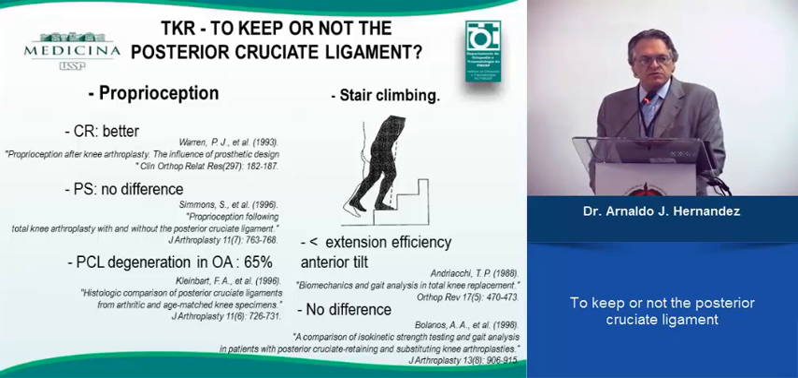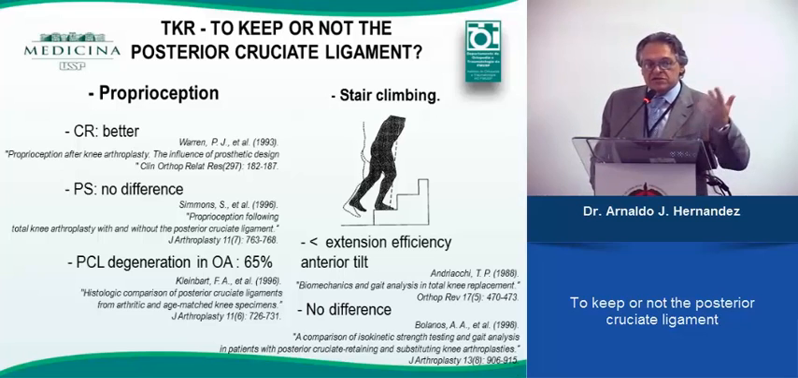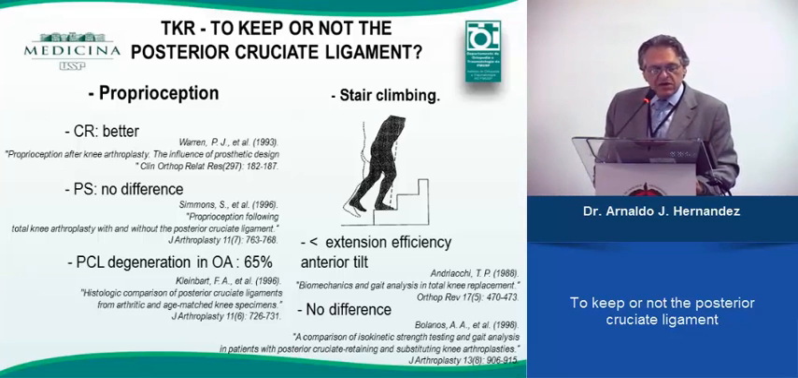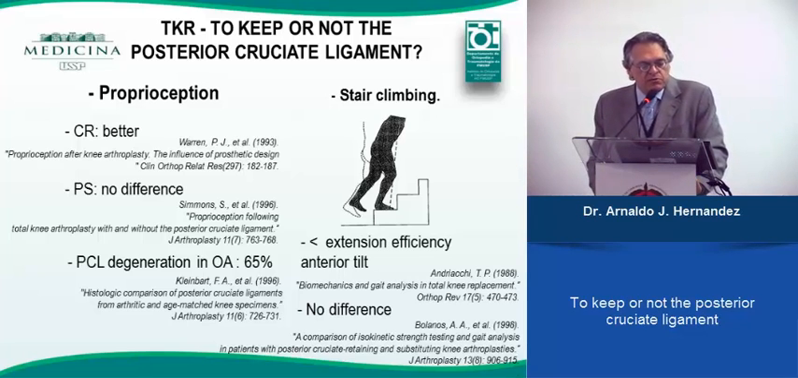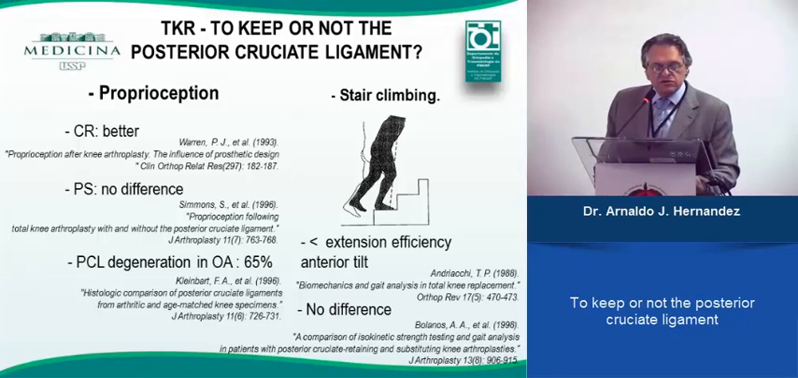And what about proprioception? That is one of the most important reasons for retaining a cruciate ligament. Some papers show that it's really important, and the proprioception is better in the cruciate retaining design. But there are some studies showing that there is no difference at all between PS and CR.